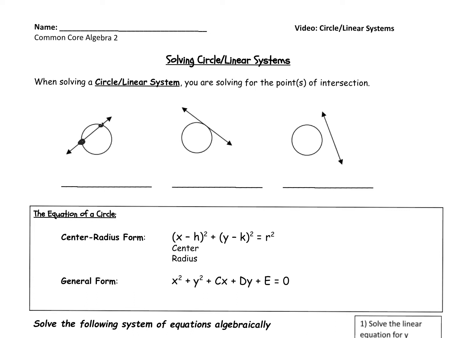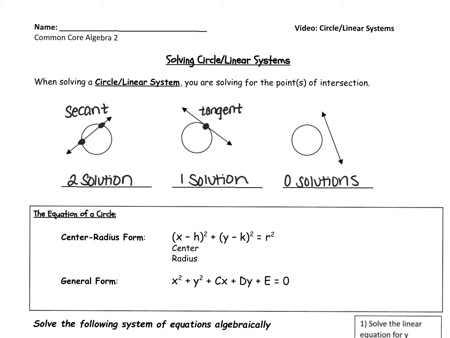Here we have two solutions, where the line and the circle meet in two spots, or we have here where the line and the circle meet in one spot. That's one solution. And again, if you remember from geometry, this is called a tangent line, where the line hits the circle in one spot. This is called a secant line, where the line hits the circle in two spots. And then you can have zero solutions, where the line and the circle don't meet at all.